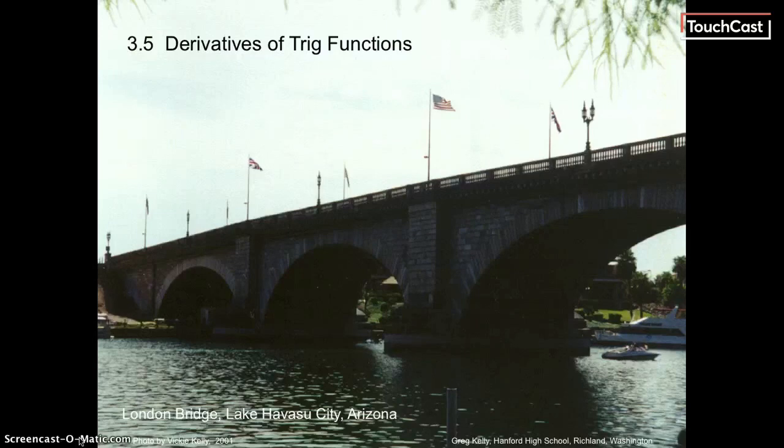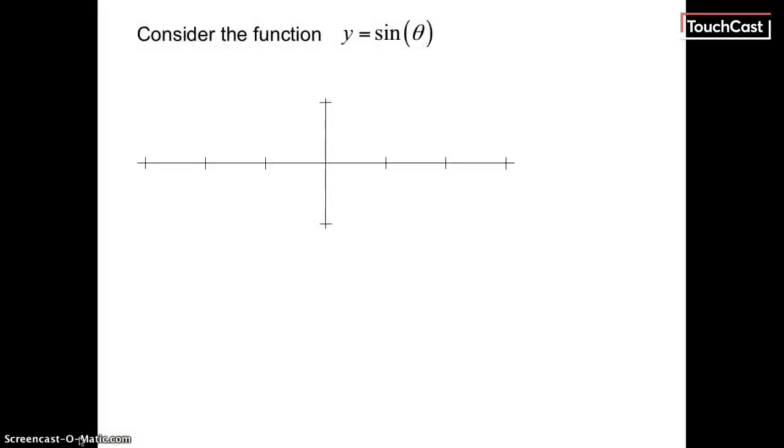We want to find the derivatives of the 6 trigonometric functions: sine of x, cosine of x, tangent of x, secant of x, cosecant of x, and cotangent of x. So we'll show you where the first 3 come from, and then we'll just memorize all 6. So if I have the sine of x, or I can think of it as this function sine of theta, I want to find the derivative.